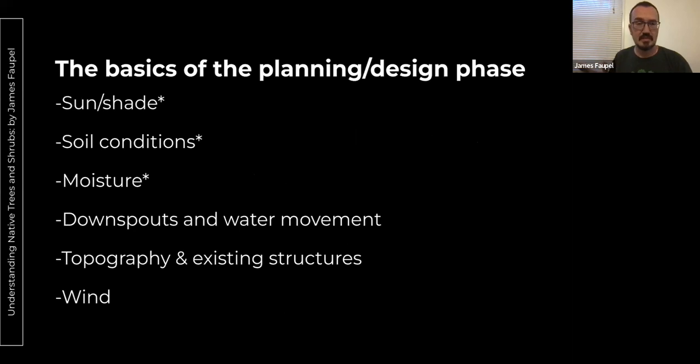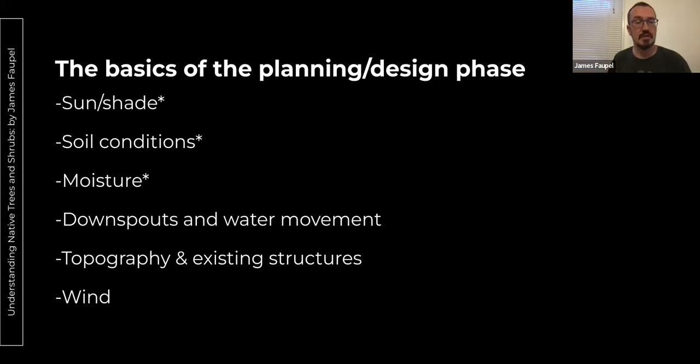Some of the basics that you need to be thinking about when you're doing any kind of planting, not just for woody plants, is just understanding the site. So these are the basic considerations you need to be looking at before deciding to buy any kind of plant. And so these first three are the main conditions that they're going to be growing in and are going to affect the type of plant that you're going to be selecting.